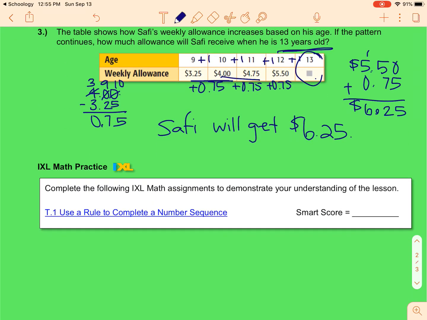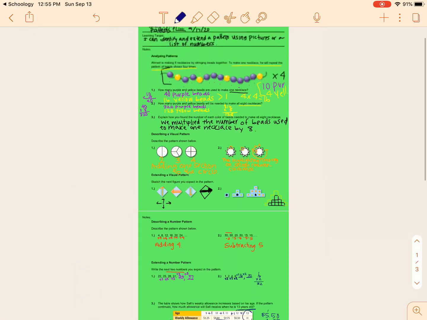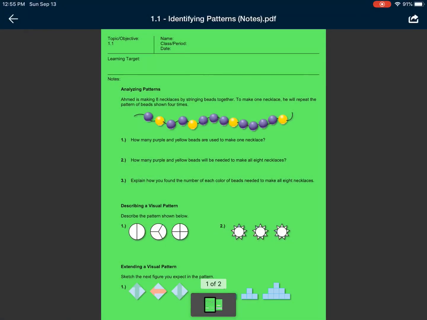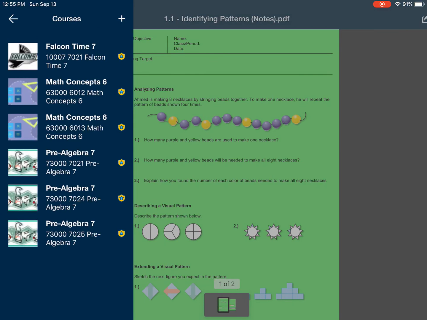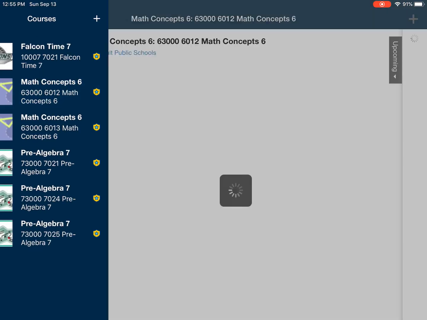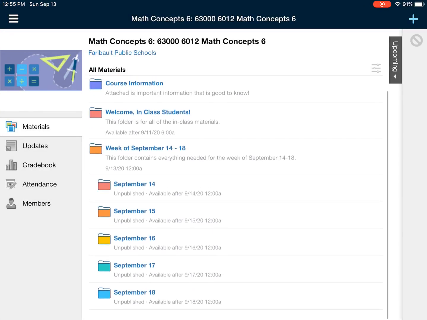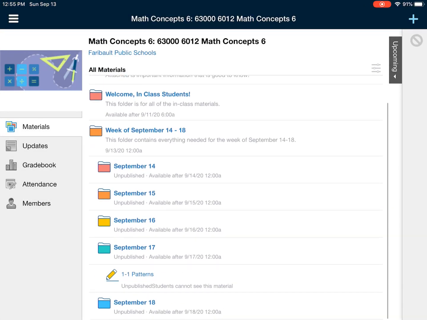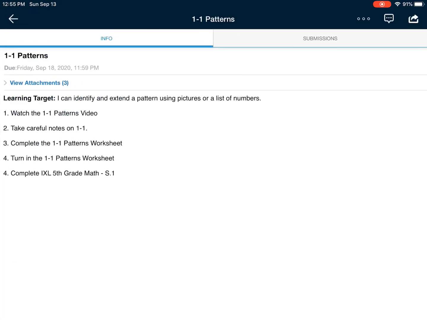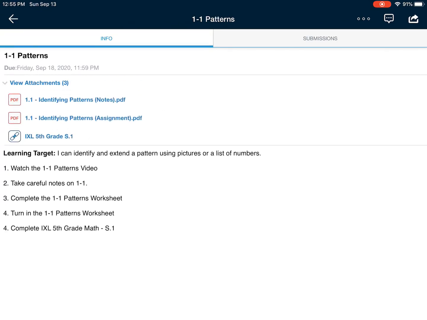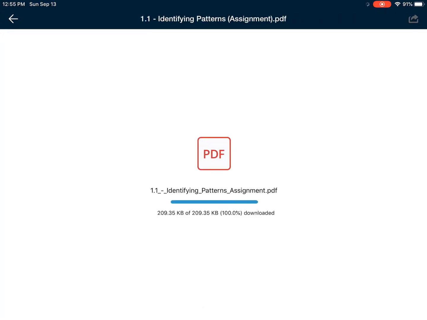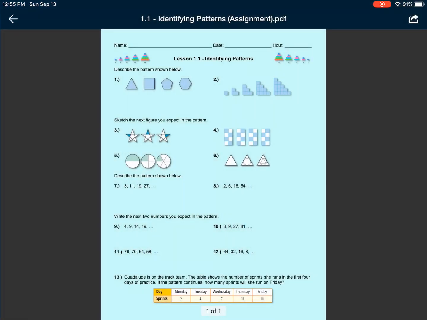Now this down here is telling us to do IXL, but we're just going to ignore that for a second and we're going to go back to Schoology. When we go back to Schoology, we are going to go back to the class and find the spot we were in. And it says to watch the video, take careful notes, complete the worksheet. Alright, so to complete the worksheet, you're going to go up here and find Identifying Patterns Assignments. Here's your worksheet. It is just one page.